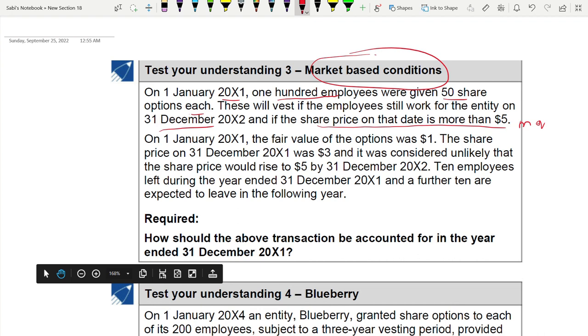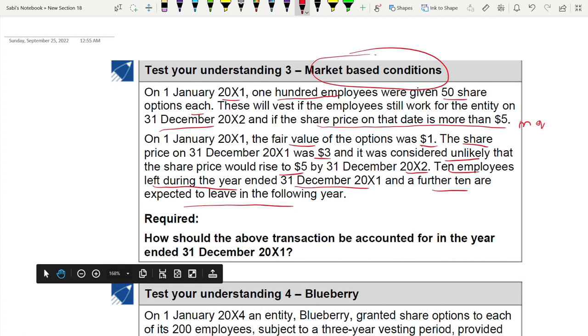So irrespective of whether you satisfy it or not, you have to recognize an expense. Now, the fair value on the grant date was 1. The share price was not 5, it was 3 on 31st December 2001, and it was unlikely that it would rise to 5 even in 2002. 10 employees left during the year ended 31st December 2001, and a further 10 are expected to leave in the following year.